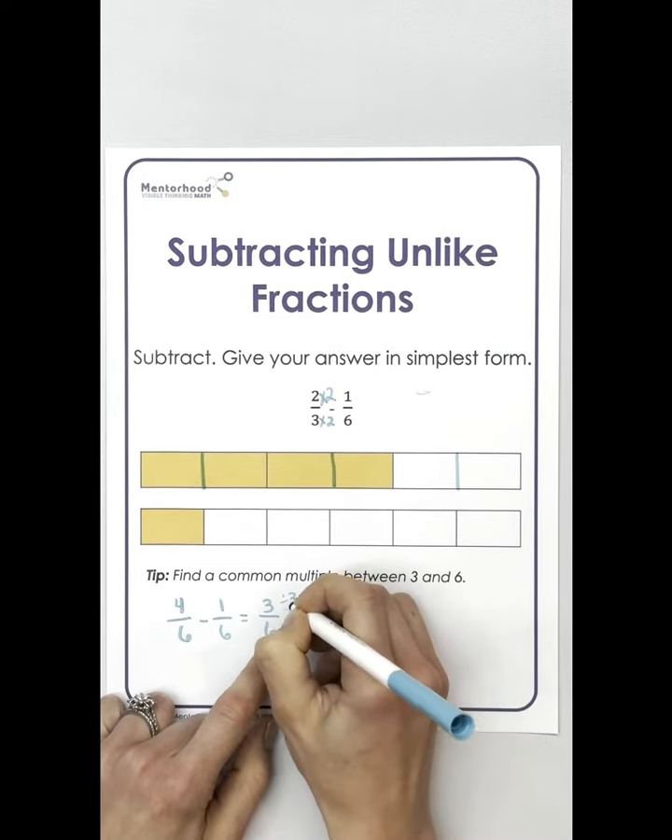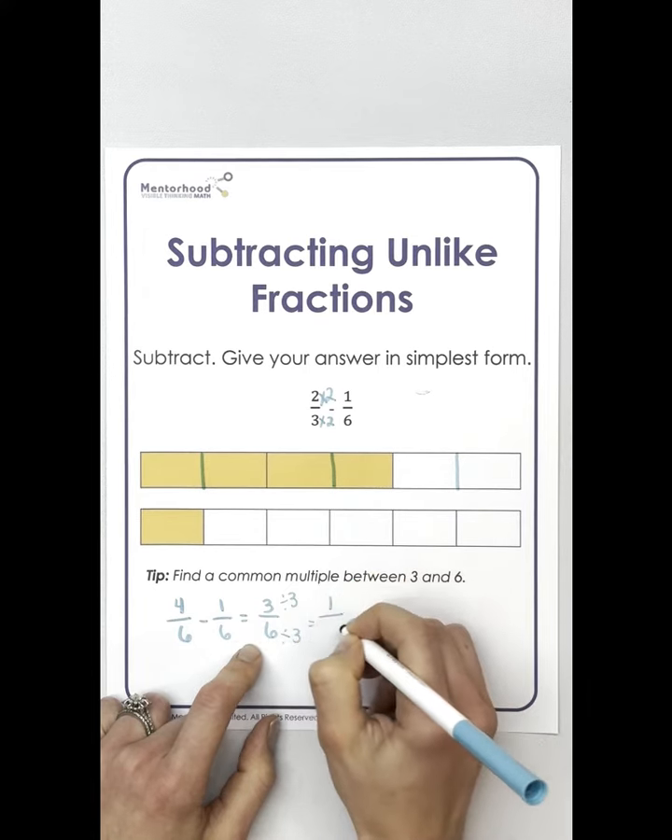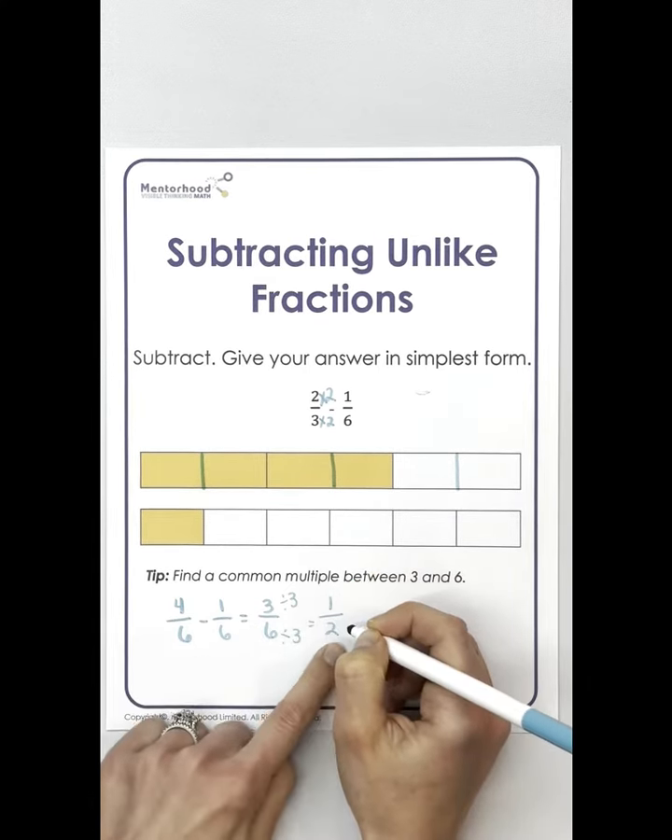Now what is 3/6 in simplest form? These both divide by 3. Divide by 3 equals 3 divided by 3 is 1, and 6 divided by 3 is 2. So 3/6 is the same as 1/2, which makes sense.